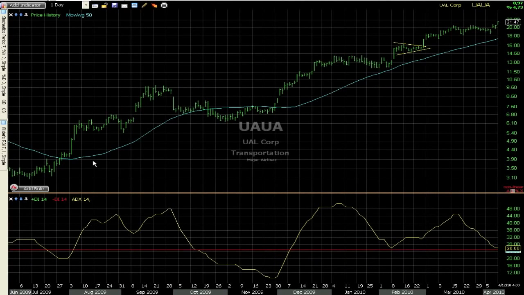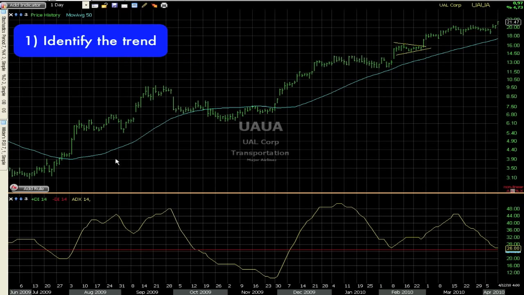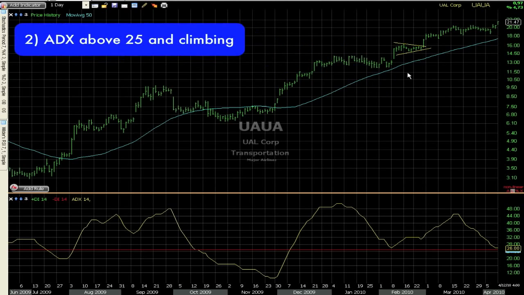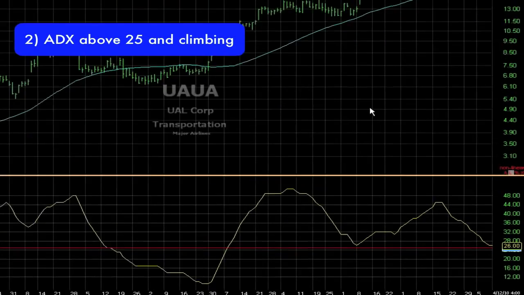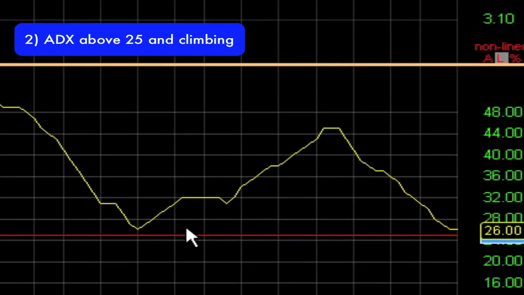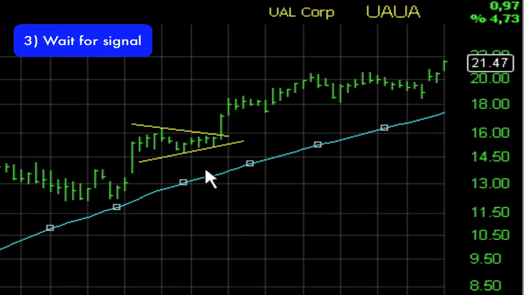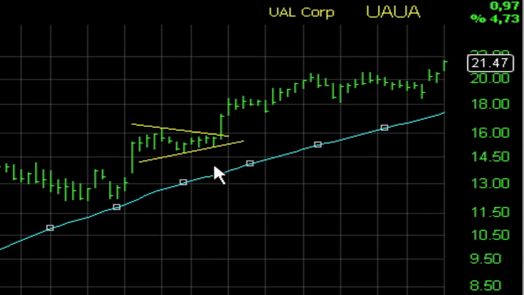Here's another way to use ADX. I'm going to approach it in a similar way. First, I'm going to identify the trend and I can see that the MA is upsloping, so the trend is up. I'm only going to take trades from the long side. Second, I'm going to find an ADX above 25 and rising, which I find here. Then I'm going to look at the chart waiting for my signal. Here I'm getting a triangle. I consider this a high odds trade as well.